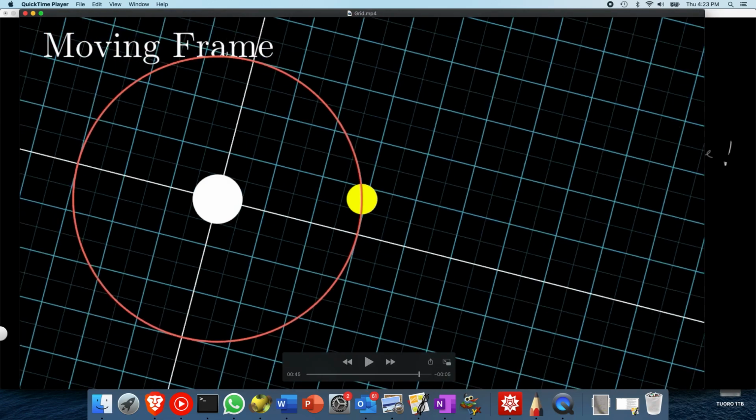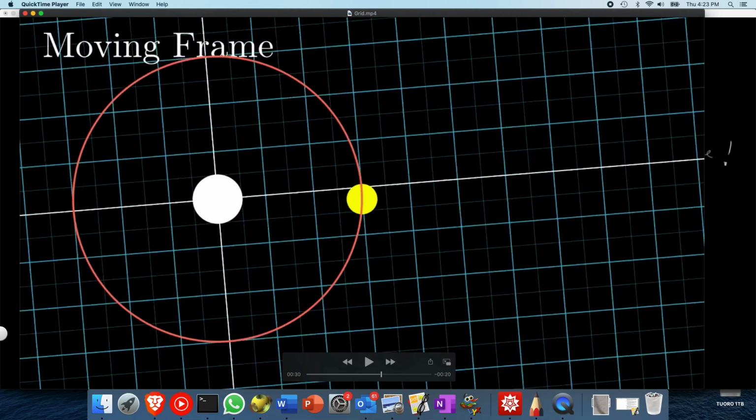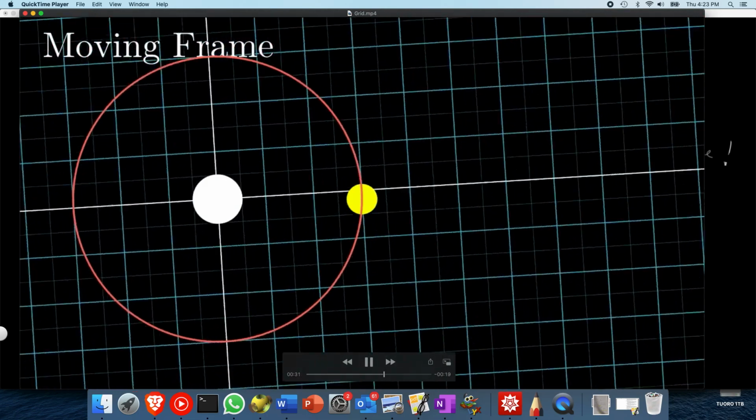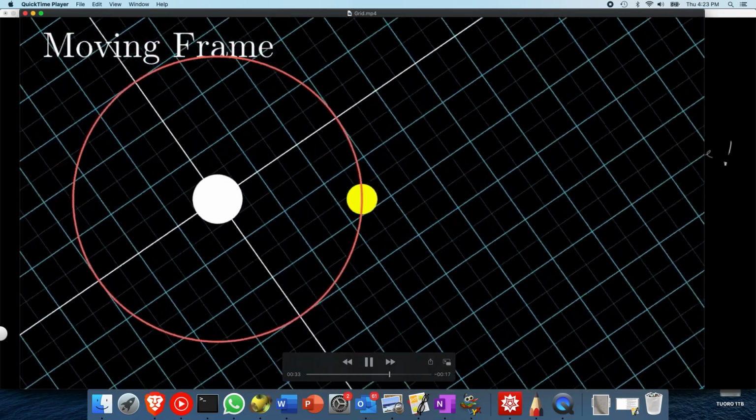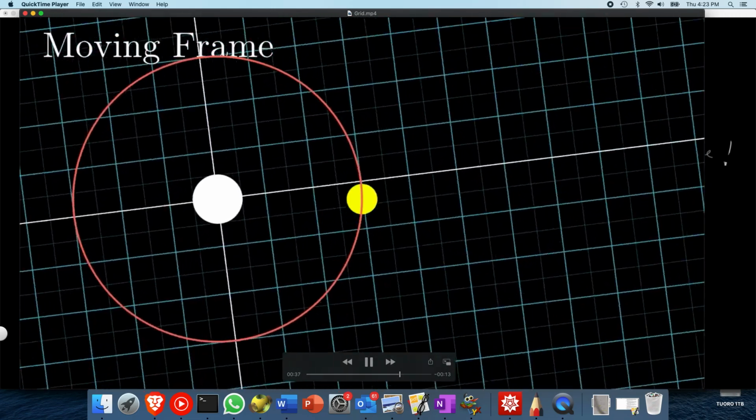So once again, let me highlight the differences. In the rest frame, you see the object moving, and you're currently fixed in space. Whereas, if you are in the moving reference frame, if you're in the reference frame of the object in circular motion, you will see the world rotating, and you'll see the object staying still.